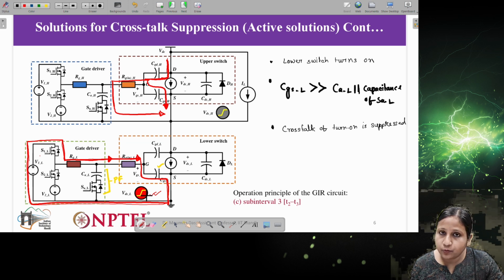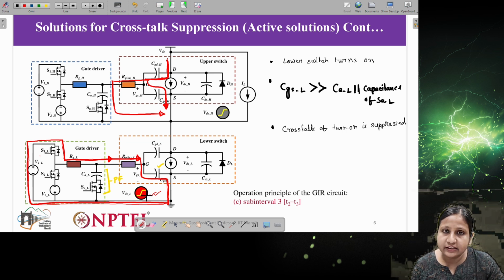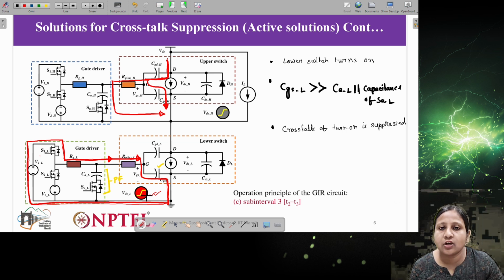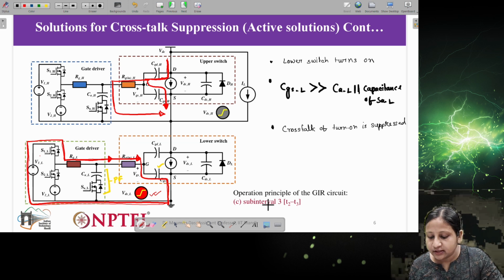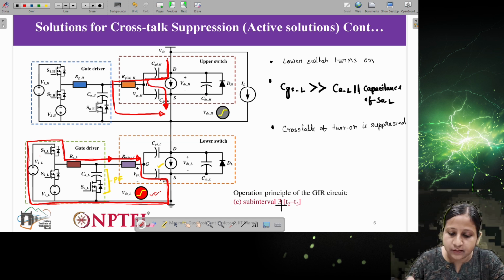The turn on time we are not increasing, considering that the switch capacitance will be a much lesser value, so the net effect will be less. Also, we are providing the capacitance path which is helping the upper switch remain in the off condition during the turn on of the lower switch. So this is the conclusion of this particular subinterval.